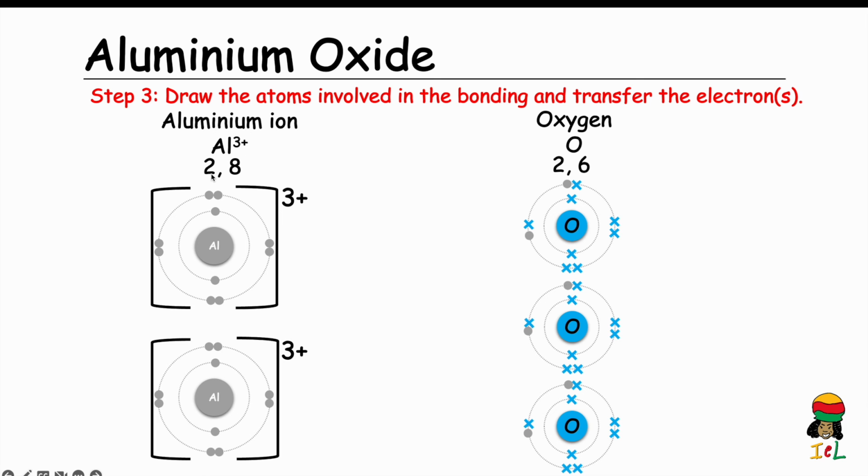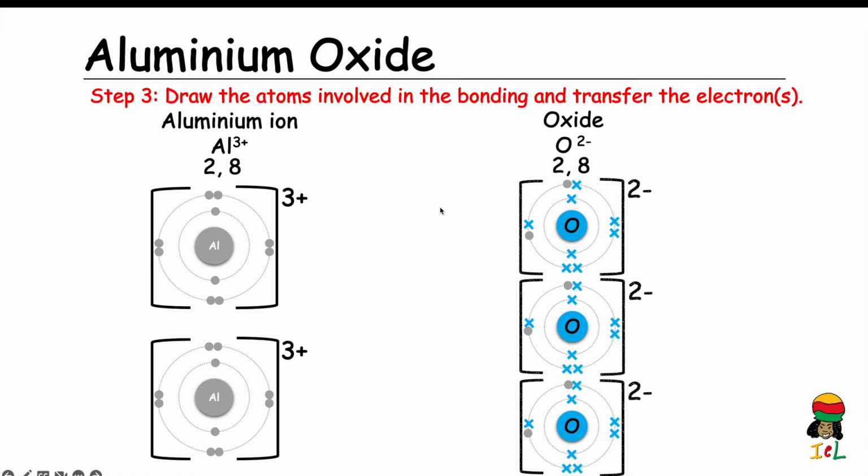And of course, the stable electron configuration for the aluminium ion is now 2, 8. So for oxygen, we know oxygen is no longer the oxygen atom, but now the ion, which is called oxide, which is denoted as O2-.